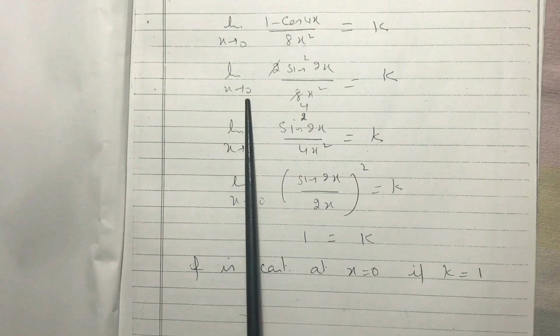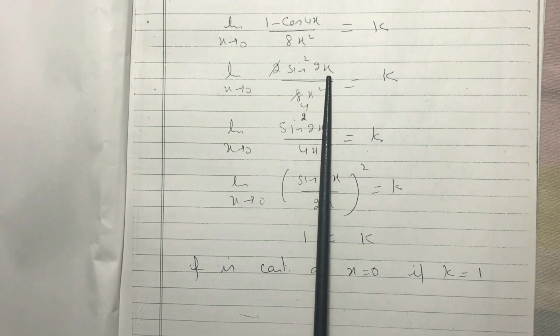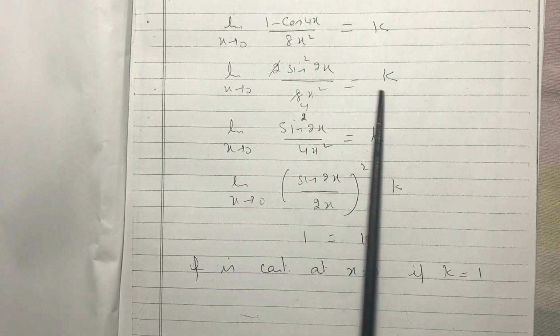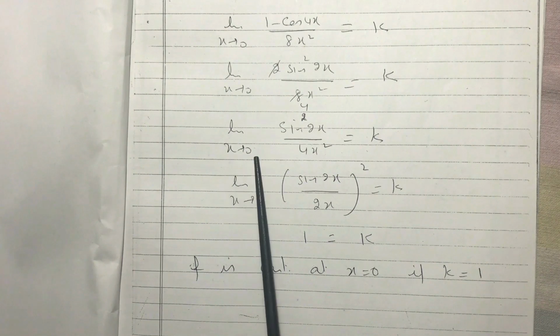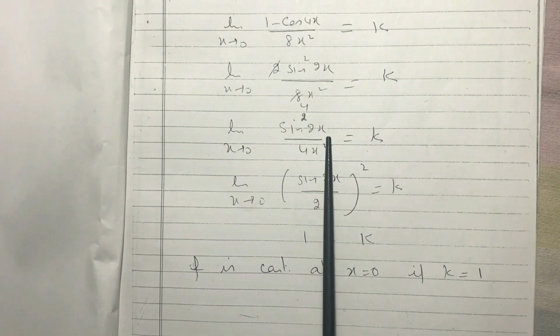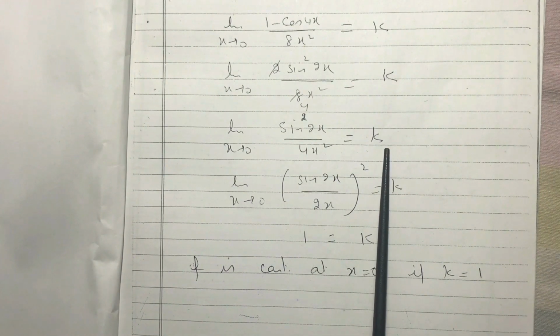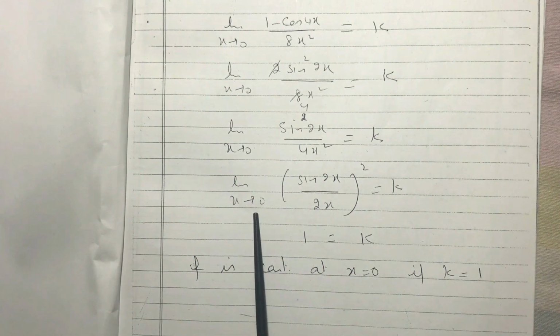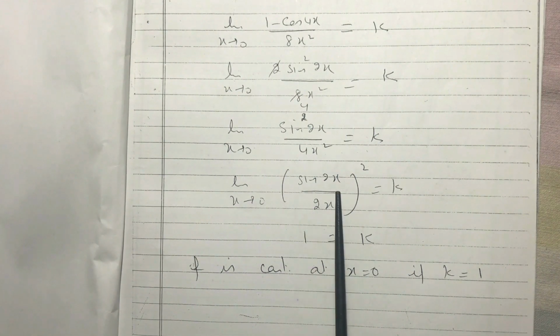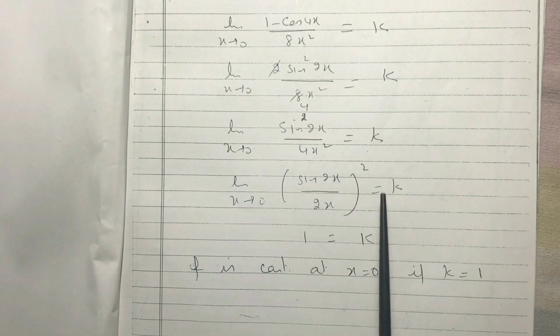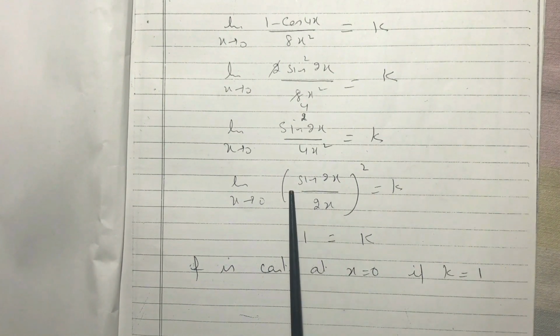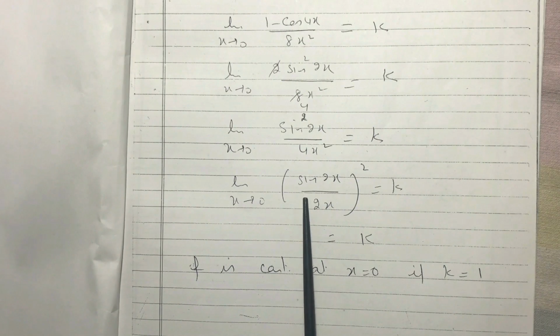So the limit as x tends to 0 of sine square 2x upon 4x square is equal to k. This can be written as the limit as x tends to 0 of (sine 2x upon 2x) whole square is equal to k. The limit of sine 2x upon 2x as x tends to 0 is equal to 1.